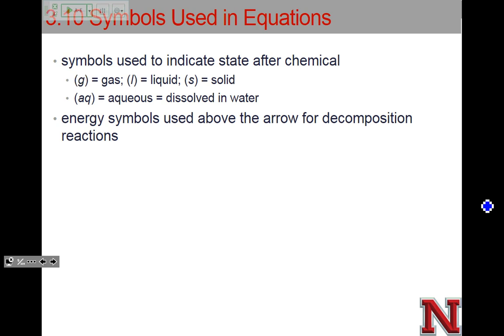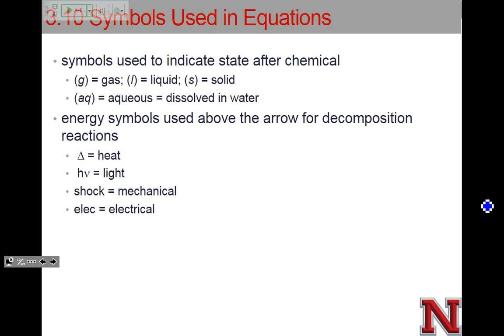Energy symbols might be used above the arrow to represent things like decomposition. So the energy symbols that you need to know: a triangle, or delta. It's really delta, a capital delta in the Greek language. It means heat, and it'll also mean change later on when we talk about energy. So we'll use delta in 2 things. H nu, it looks like HV, but it's actually a nu. That means light, so light's applied to the reaction to make it occur.